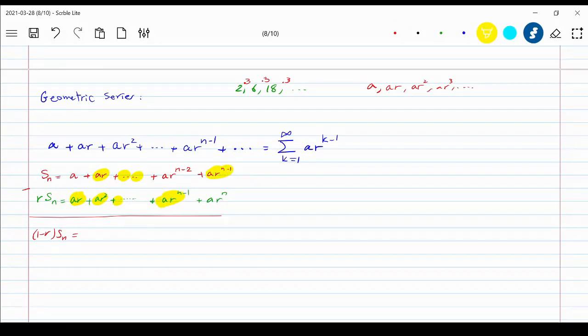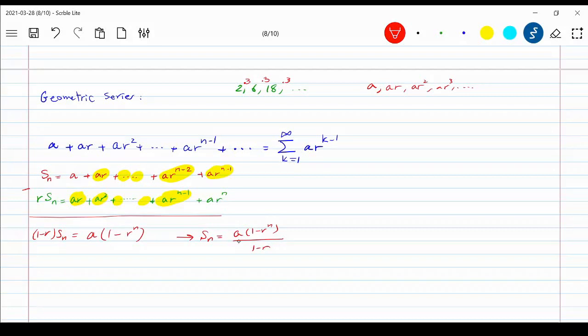a^n will cancel out with this. a^(n-2) will cancel out with that. So basically, what is left is a minus a r^n. Or you can factor out an a and say a(1 minus r^n). So now I can find out what is Sn. So Sn simply is a(1 minus r^n) divided by 1 minus r.